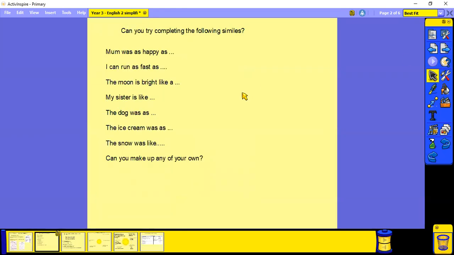So now you're going to have a go at completing the following similes. Mum was as happy as, I can run as fast as, the moon is bright like a, my sister is like, the dog was as, the ice cream was as, the snow was like, and then can you make up any of your own? Pause whilst you have a go.